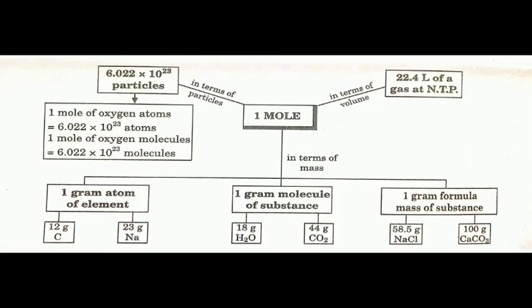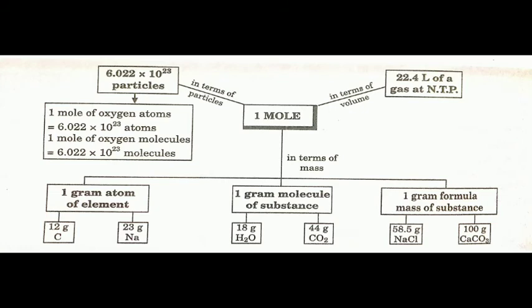So in this picture you can see how we can define 1 mole in different ways. For example, 1 mole in terms of particles. In terms of particles, 1 mole always contains 6.022 × 10^23 particles. For example, 1 mole of oxygen atoms is equal to 6.022 × 10^23 atoms, and 1 mole of oxygen molecules is equal to 6.022 × 10^23 molecules. The mole in terms of volume is always equal to 22.4 liters of a gas at NTP.